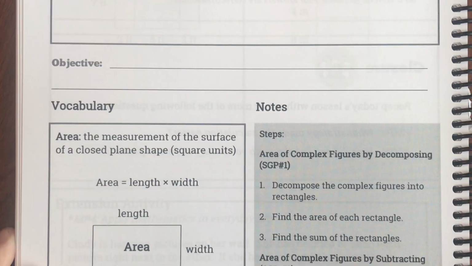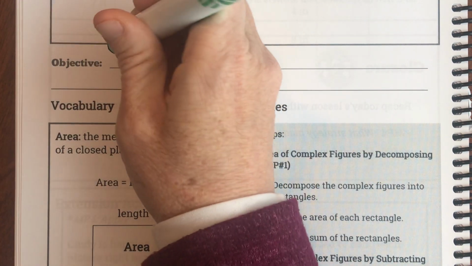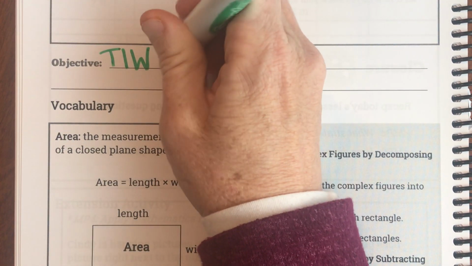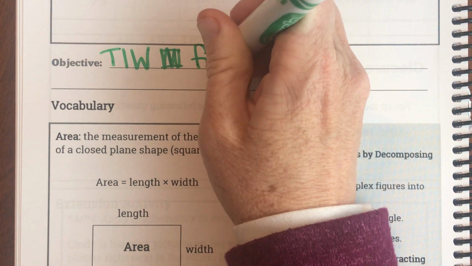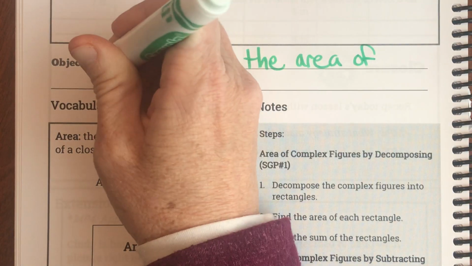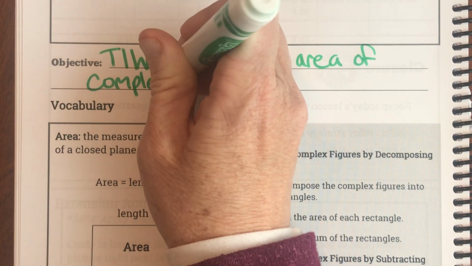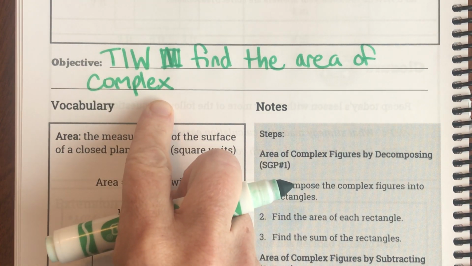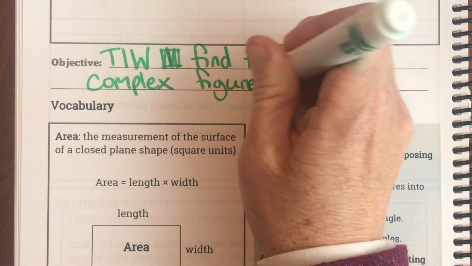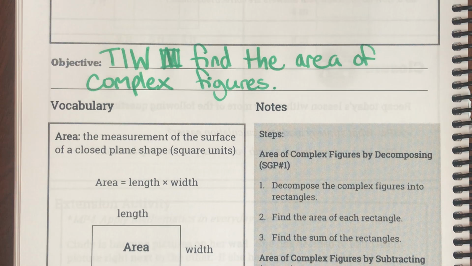And our objective today is, I made a mistake, sorry. Today I will find the area of complex figures. Complex means complicated or more difficult or more challenging figures. So up until today, we've been finding only the area of rectangles. Today we're going to be finding the area of more complicated, complex, or difficult figures.